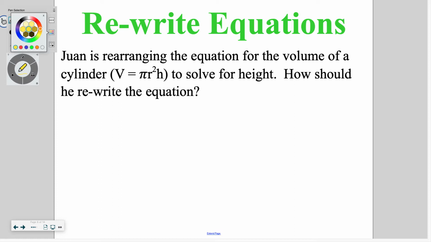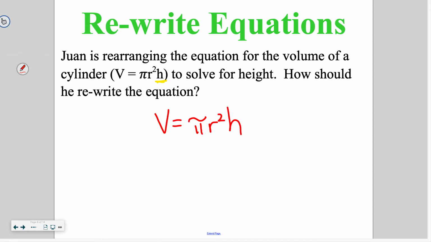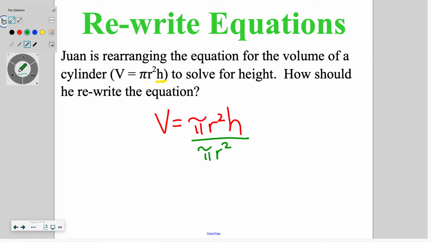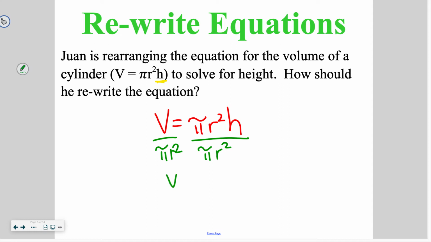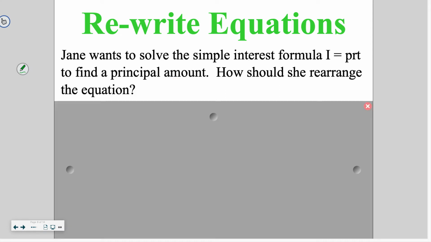So our goal here is to get the height by itself. Our equation currently says that V is equal to pi r squared h. If we want to get rid of everything except for the h, we're going to need to divide by pi and r squared. So this one was relatively simple, and we find out that volume divided by pi r squared is equal to h. So this would allow us to plug in a lot of different numbers and find various heights. Go ahead and try this one on your own.